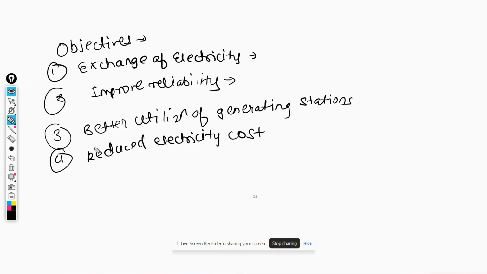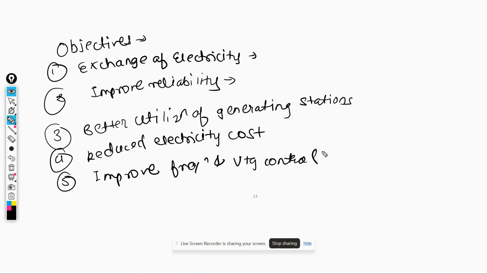Then the fifth objective is to improve frequency and voltage control. So students, you already know that the Indian power system operates at 50 Hz. If one state suddenly experiences a heavy load, its frequency may decrease. When neighboring states are connected, they can support each other, maintaining both frequency and voltage within acceptable limits.